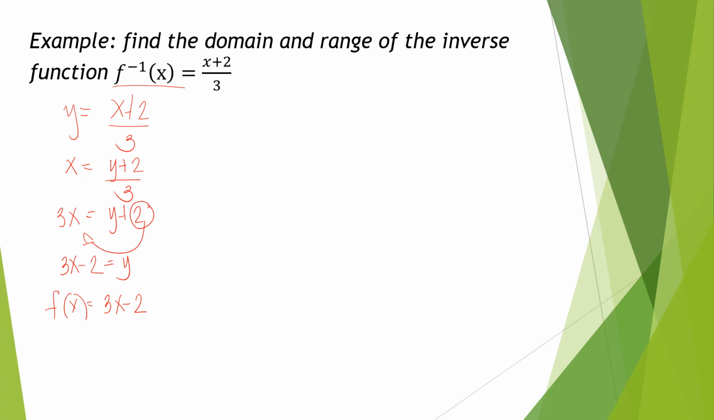Okay? So, we have already the inverse and we have already the original. So, let's find the domain and range. We get first the domain. The basis so that we won't have difficulty solving is the property earlier that the domain of the inverse is the range of the original and the range of the inverse is the domain of the original. So, let's get first the domain and range of the original. The original function f of x is equal to 3x minus 2.